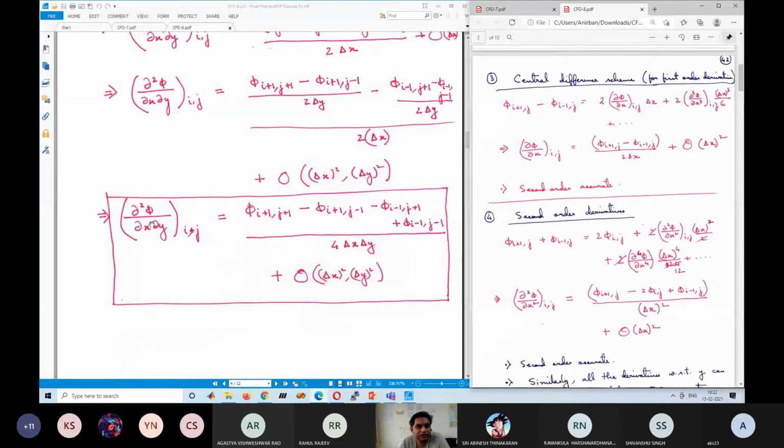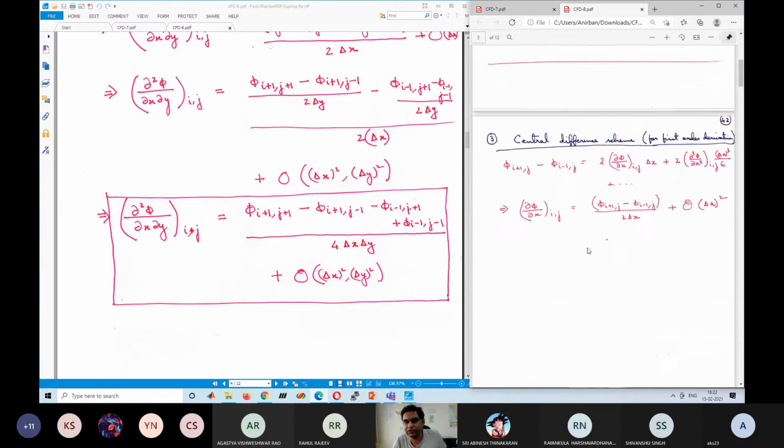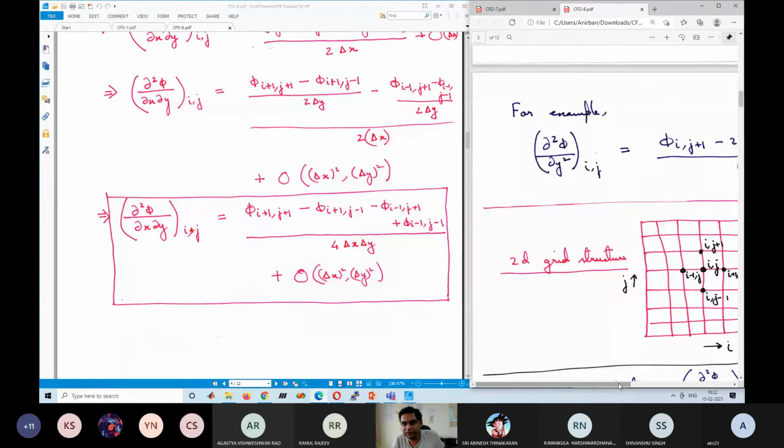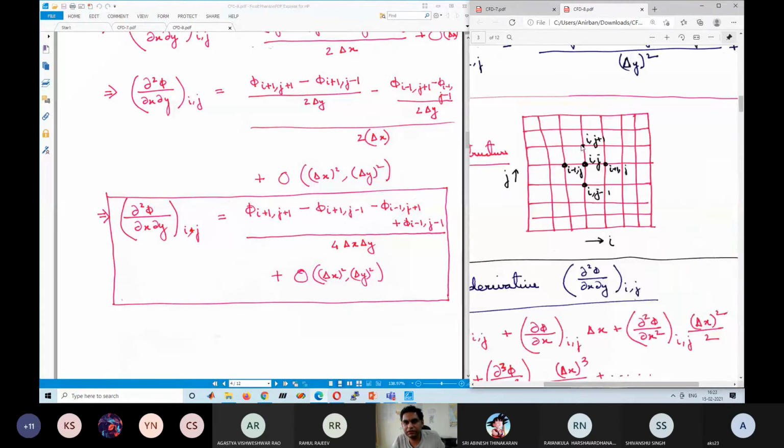Finally we can write this as del square phi del x del y ij is equal to phi i plus 1 j plus 1 minus phi i plus 1 j minus 1 minus phi i minus 1 j plus 1 plus phi i minus 1 j minus 1 by 2 delta y into 2 delta x. So 4 delta x delta y plus the truncation error. So if you write a code, del square T del x del y term should be written as T i plus 1 j plus 1 minus T i plus 1 j minus 1 like this. So it is in terms of these 4 values. Okay. So the mixed derivative can be written in terms of the 4 neighboring values.